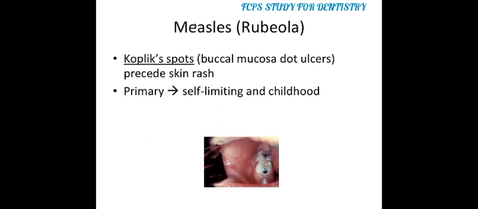The next one is measles, also referred to as rubeola. And really the most important thing to know is Koplik spots. This is another super common thing that comes up. It's these little red dots on the buccal mucosa that you can kind of make out here. And this would precede the classical skin rash that you get with measles.